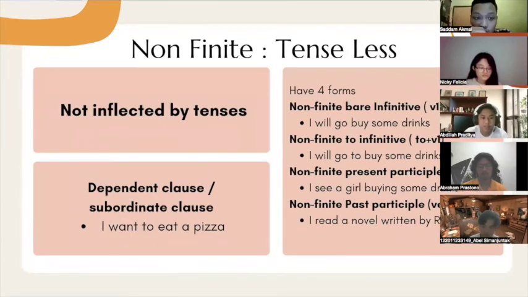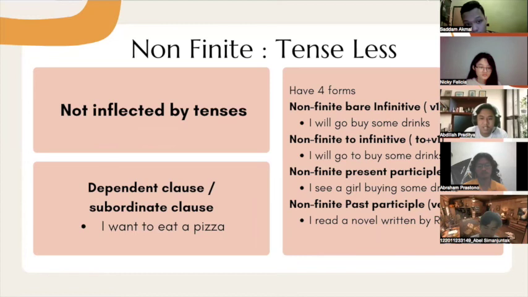The next one is the non-finite clause. A non-finite clause is also known as tenseless, because the verb in a non-finite clause is not influenced by the tense of the main clause. So a non-finite clause is a subordinate clause or dependent clause that cannot stand alone. As an example, I want to eat a pizza. To eat a pizza cannot stand alone. It must be connected to the main clause. And a non-finite clause consists of 4 types.